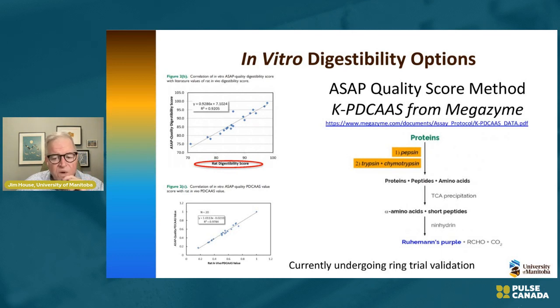And so Megazyme and Medallion have established the protocols, and the graphs on the left are provided by the companies to show you the correlation of the digestibility scores with in vivo scores. Based on this data, you can see that there's very good approximation or estimation of digestibility and the results into PDCAAS, which is the bottom left curve. And so this method is currently undergoing ring trial validation.